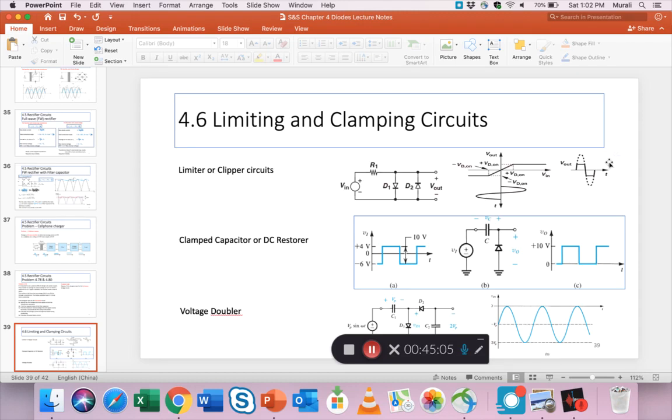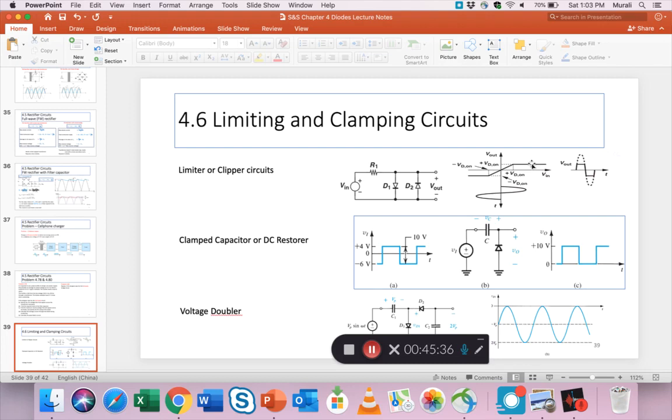So the next few minutes I'm just going to look at these circuits. There's a collection of circuits that all use diodes. They're pretty interesting, but we are not doing them in too much detail. I just wanted to introduce them to you. Limiter or clipper circuits, that's the one on the top, and I'm on slide 39 by the way. So the limiter or clipper circuits, what do they do?